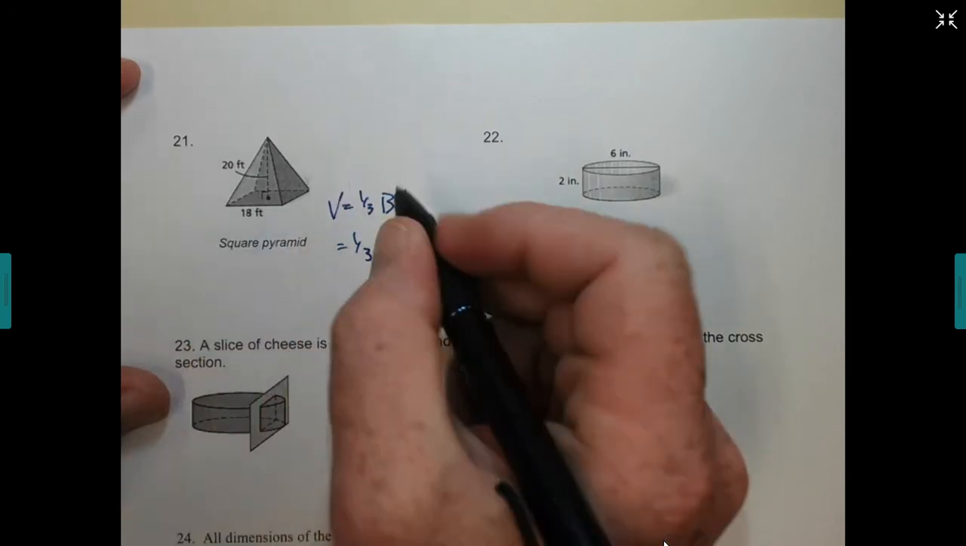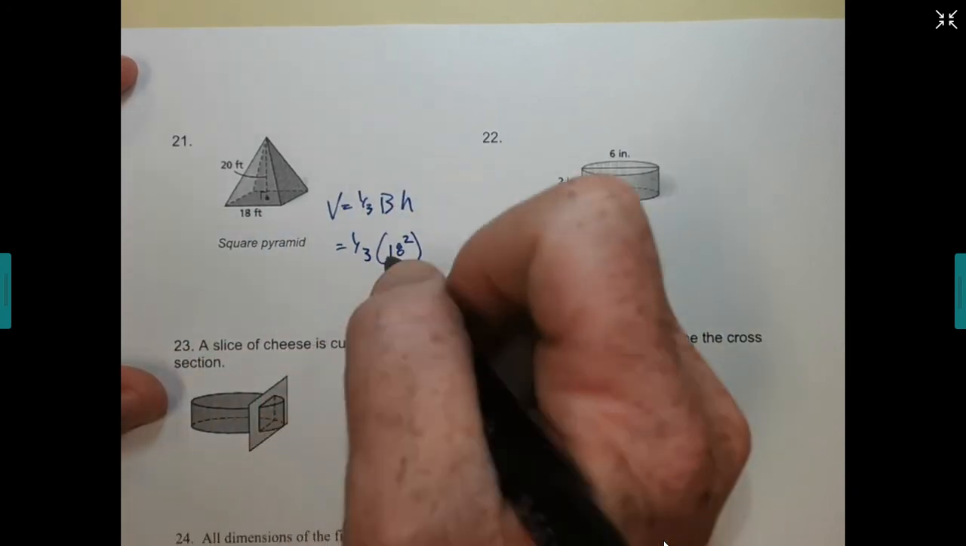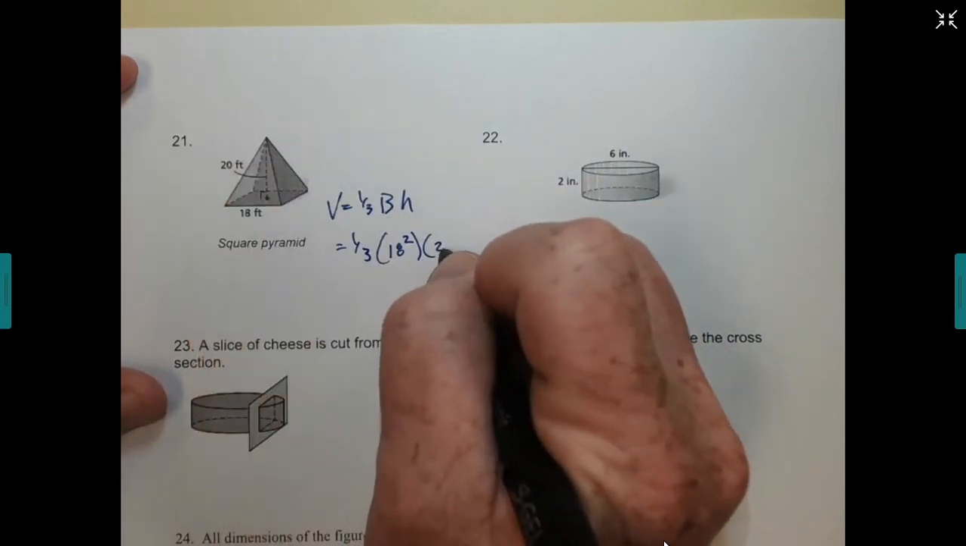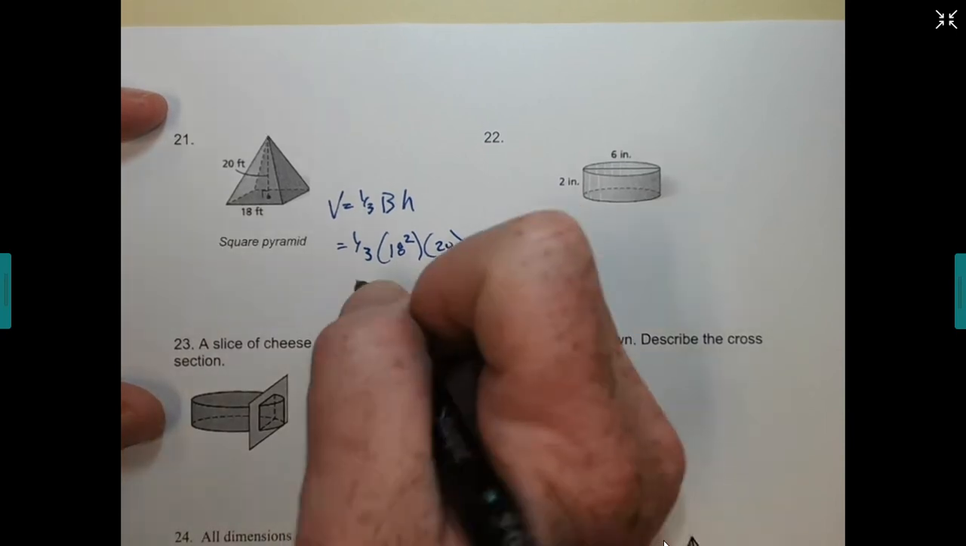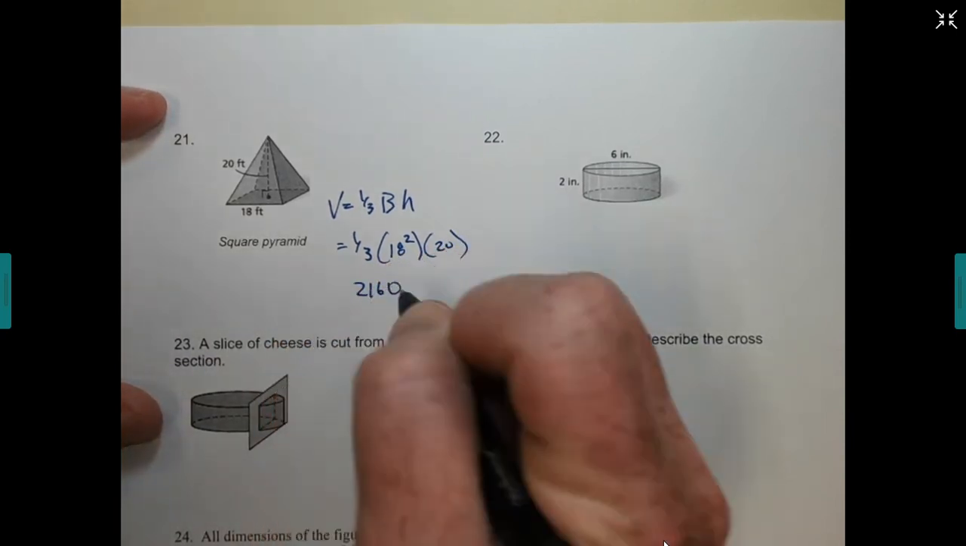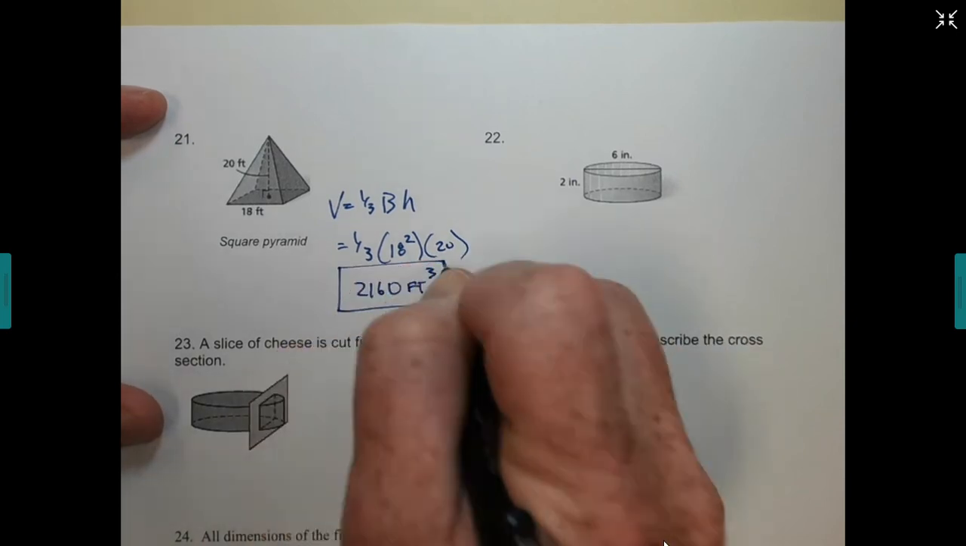Square pyramid, so we're going to do 18 times 18 for that square base. And they gave me the height. So nice of them. So 1/3 times 18 squared times 20 gives me a calculated answer of 2,160 cubic feet.